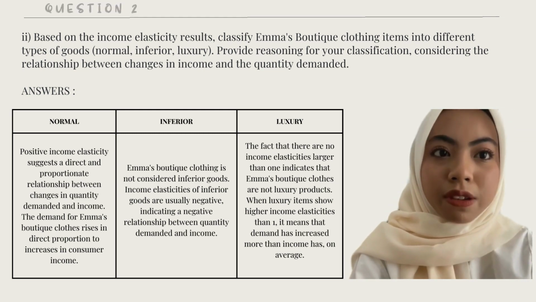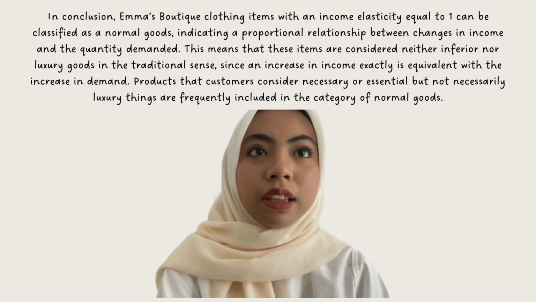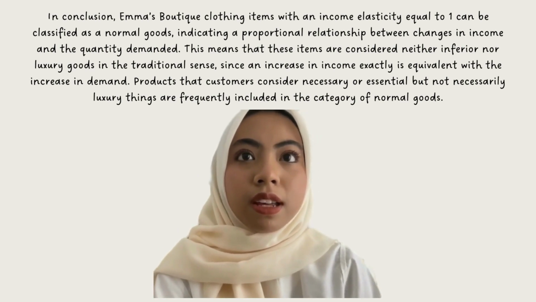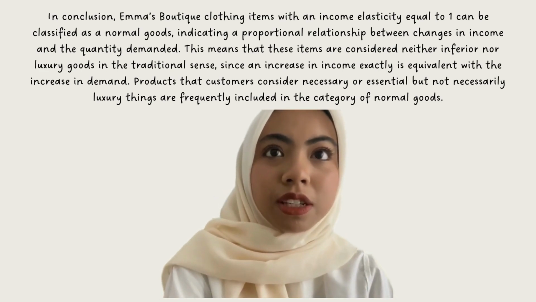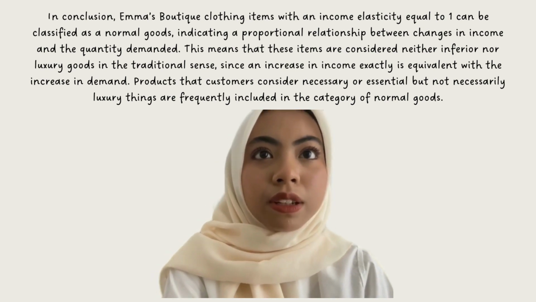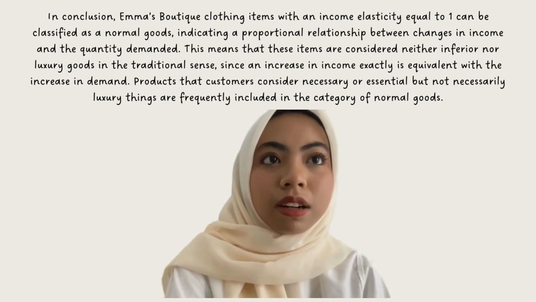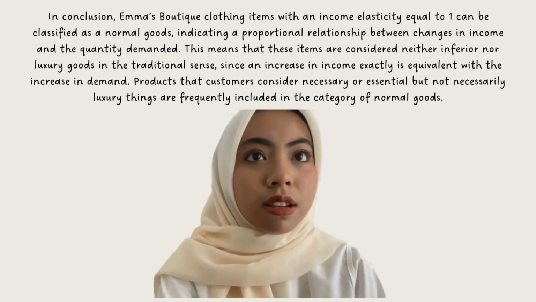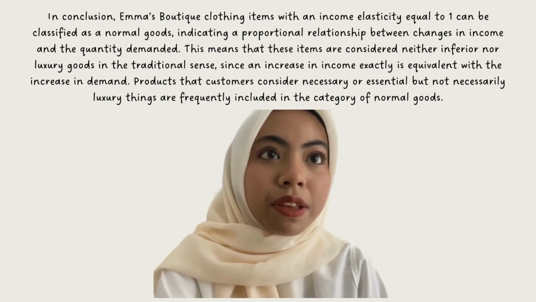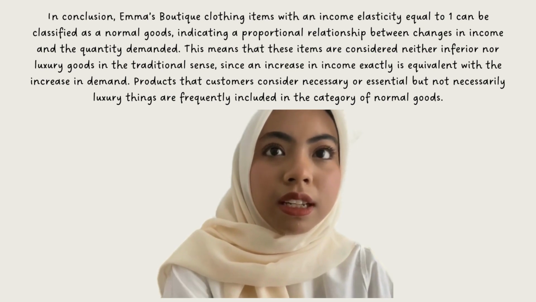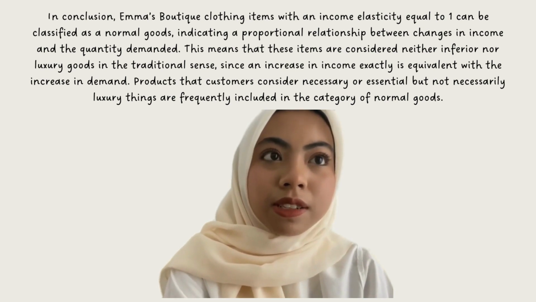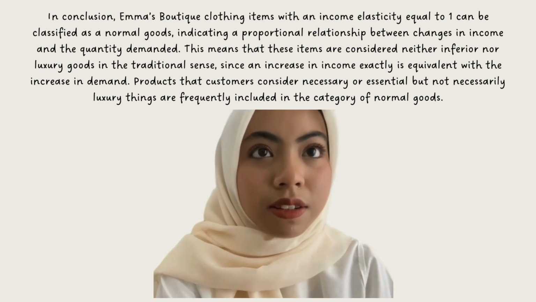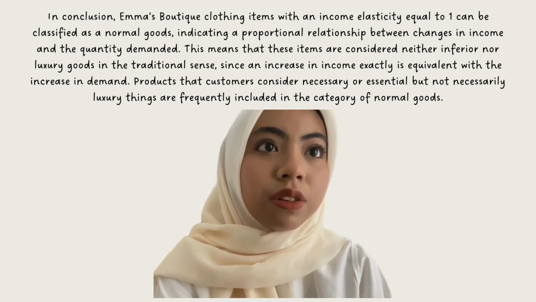In conclusion, boutique clothing items with an income elasticity equal to 1 can be classified as normal goods, indicating a proportional relationship between changes in income and the quantity demanded. This means that these items are considered neither inferior nor luxury goods in the traditional sense, since an increase in income is exactly equivalent to the increase in demand. Products that customers consider necessary or essential but not necessarily luxury things are frequently included in the category of normal goods.